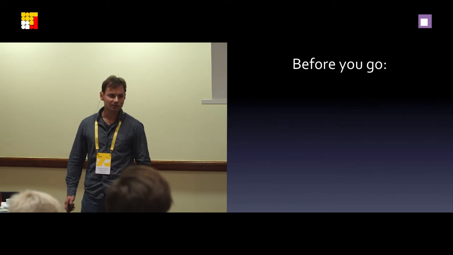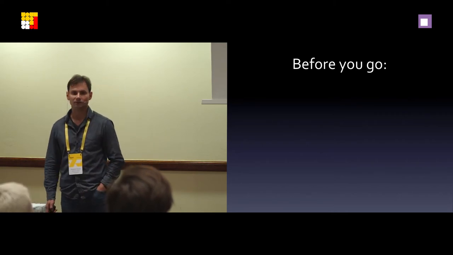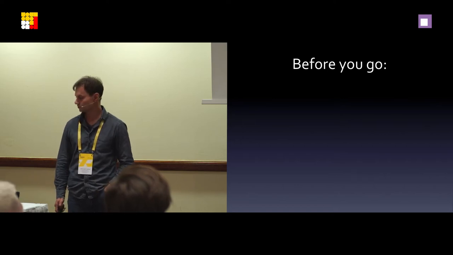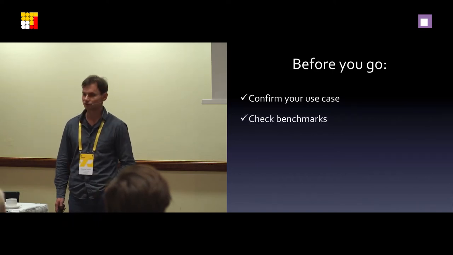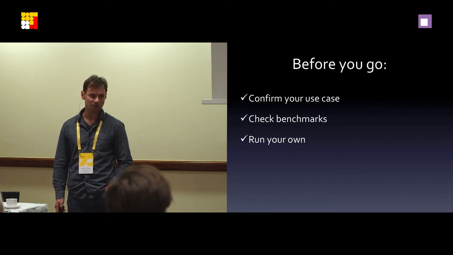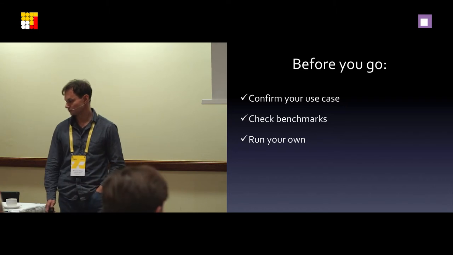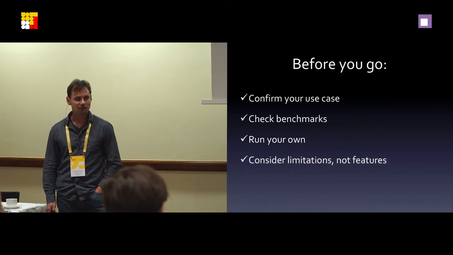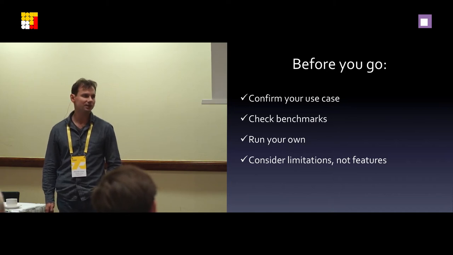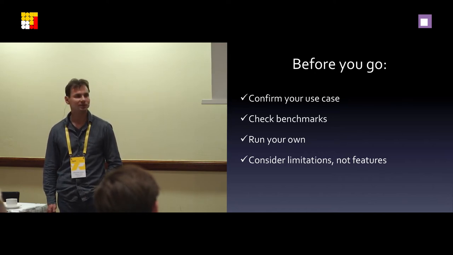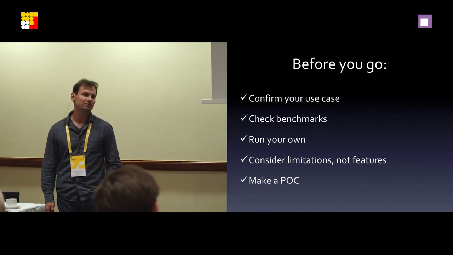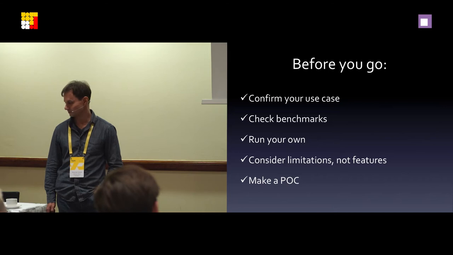So before you go, and this is what you will have to do if you are going to have a ClickHouse deployment in a company, you need to do a couple of things. First, you need to confirm your use case, that ClickHouse suits your needs. Second, you need to check benchmarks. A lot of benchmarks are available on the internet already, not just from Yandex. But not just check, run your own benchmarks using your data and your use cases. This is very important. Next, you need to look at the ClickHouse limitations, not features. Alexei talked mostly about features, but ClickHouse has some limitations that may sometimes be very problematic to deal with. And next, you need to make a proof of concept in order to understand if it works for you or not.